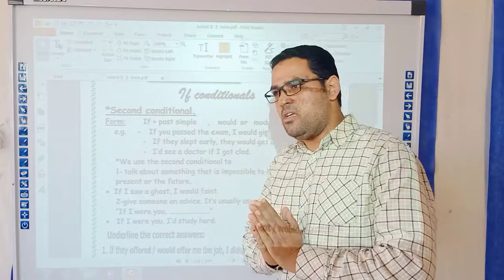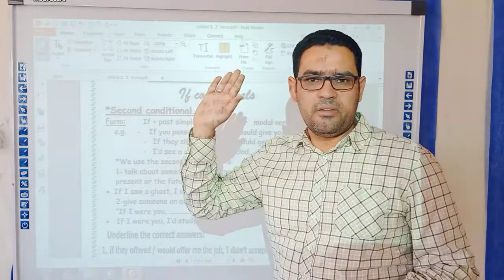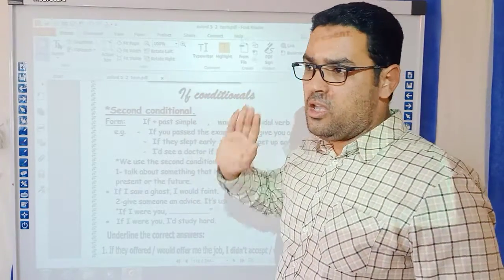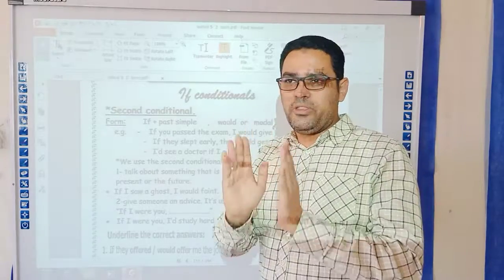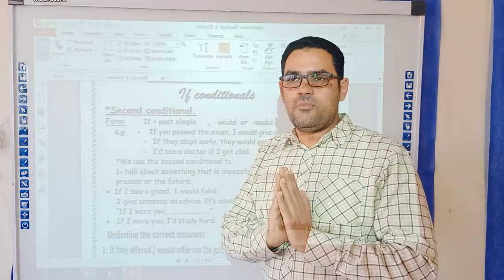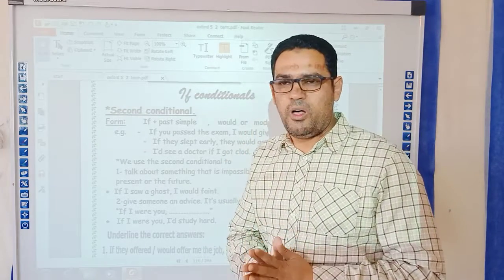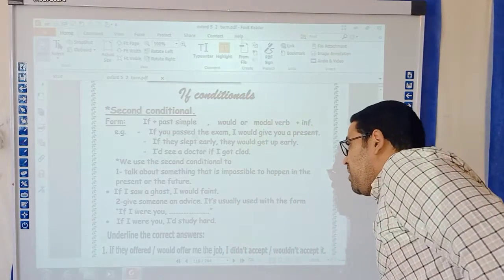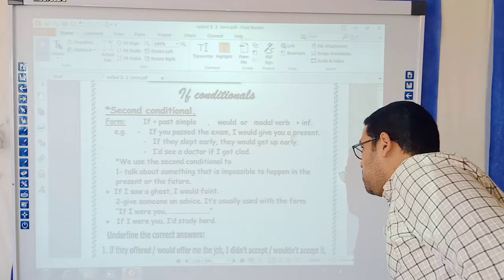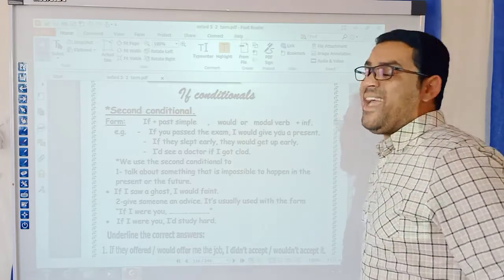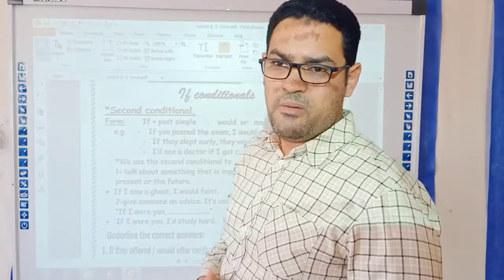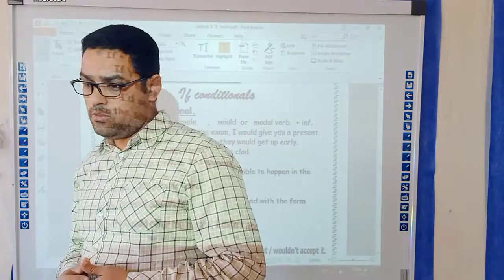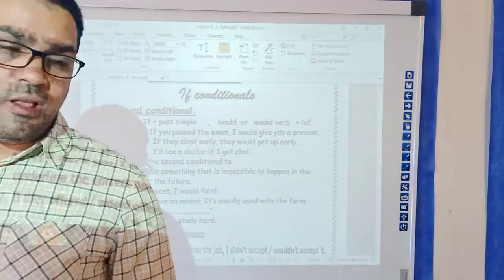You can't say "I would went." It's wrong. All of us can say "would go." All the modal verbs, as I said before, are followed by infinitive. So the example: if you passed the exam, I would give you a present. Can we put if in the middle? No problem, we can put if in the middle.